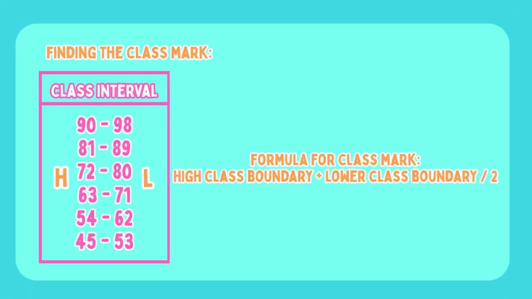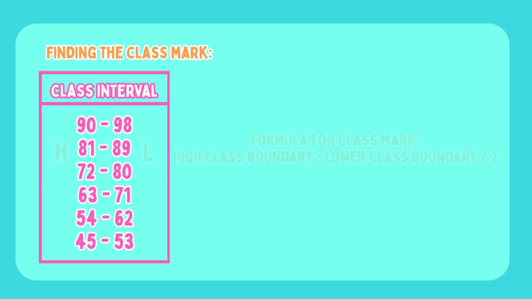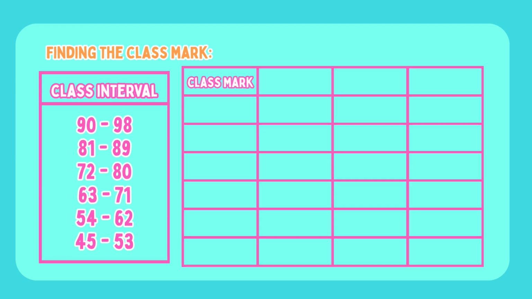Now, let's find the class mark. In finding our class mark, we're going to add the lower and upper classes, divide by 2. So we have 90 plus 98 divided by 2 is equal to 94. 81 plus 89 divided by 2 is equal to 85. 72 plus 80 divided by 2 is equal to 76. 63 plus 71 divided by 2 is equal to 67. 54 plus 62 divided by 2 is equal to 58. And last, we have 45 plus 53 divided by 2 is equal to 49. So that is our class mark.